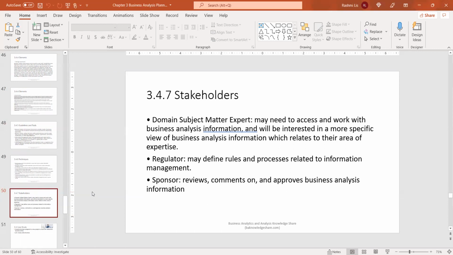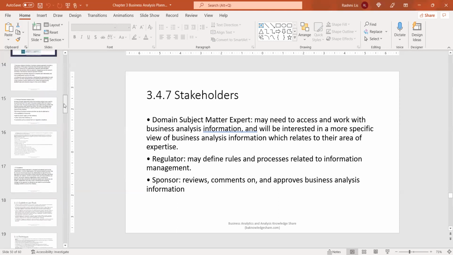She works with the health regulator and someone from compliance in that business to understand what sort of rules guide the storage of the information. She also works with the sponsor who reviews, comments on, and approves the business analysis information. So those are the sorts of efforts that she undertakes for this.